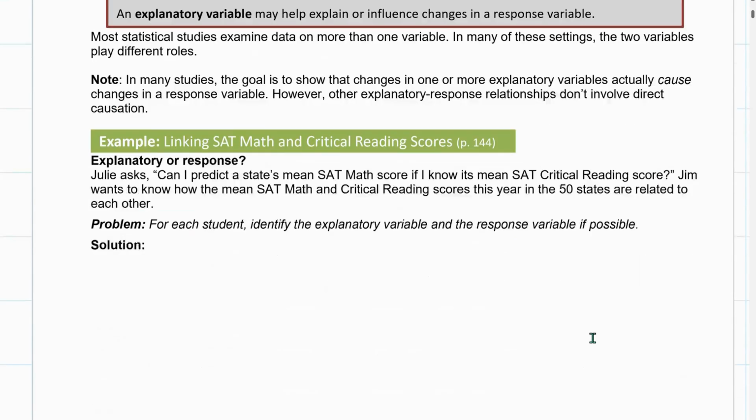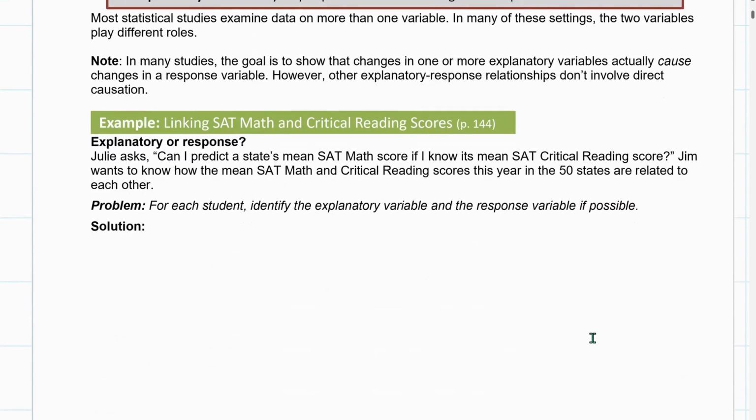Let's take this idea. Julie asks, can I predict the state's mean SAT math score if I know the SAT critical reading score? Jim wants to know whether the mean SAT math and critical reading scores are related to each other. For each student, identify the explanatory and response variable if possible. Well, in the first situation, Julie wants to do prediction, and she wants to use the SAT critical reading score to help predict the math score.